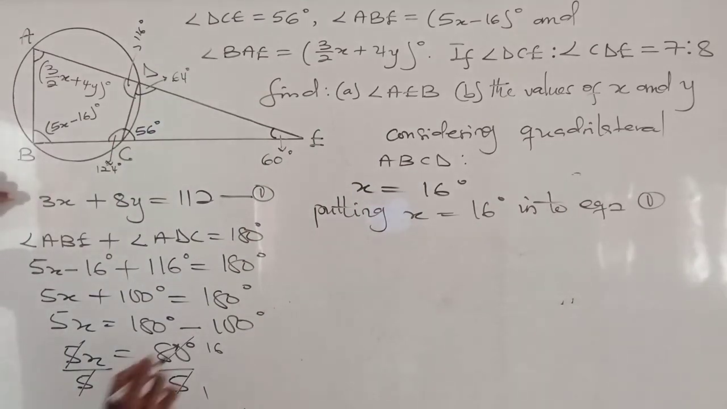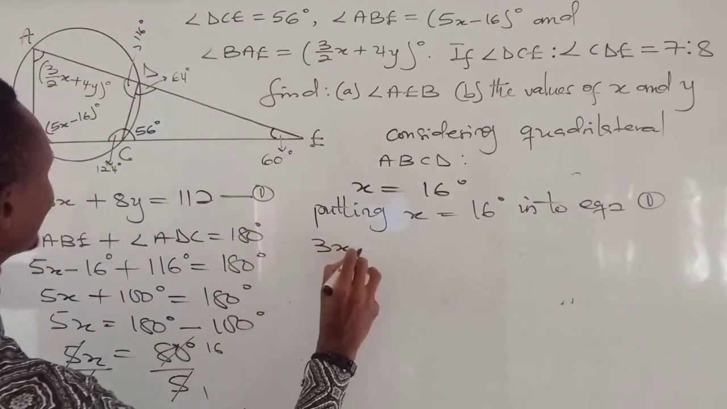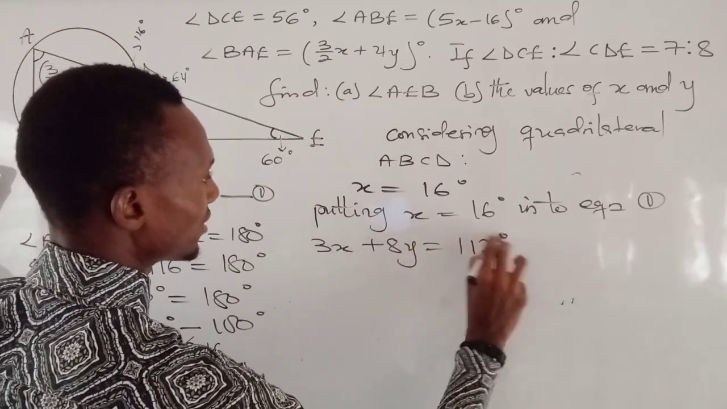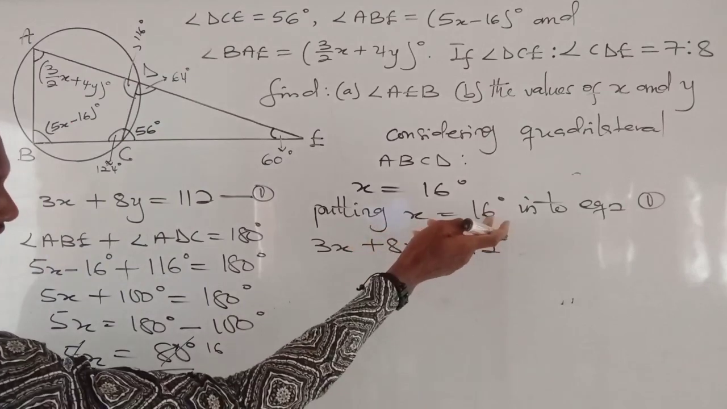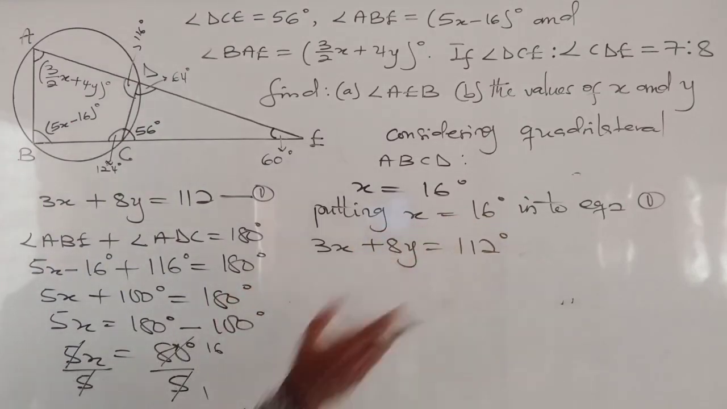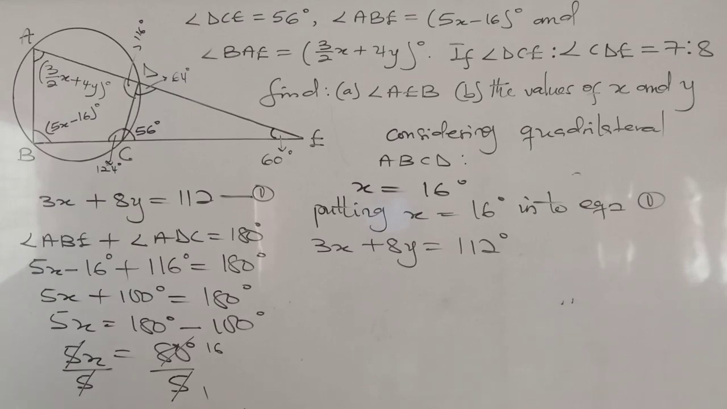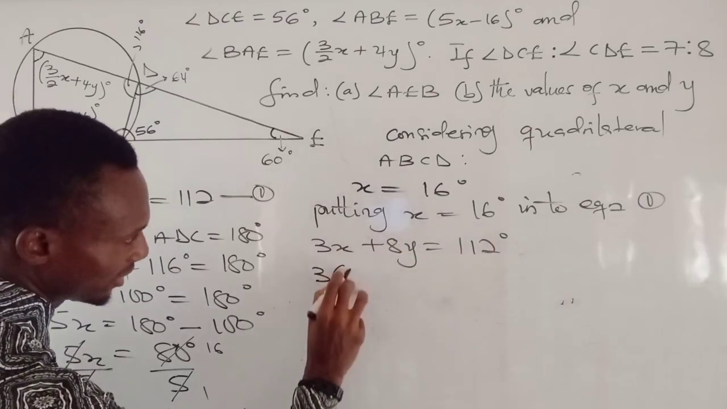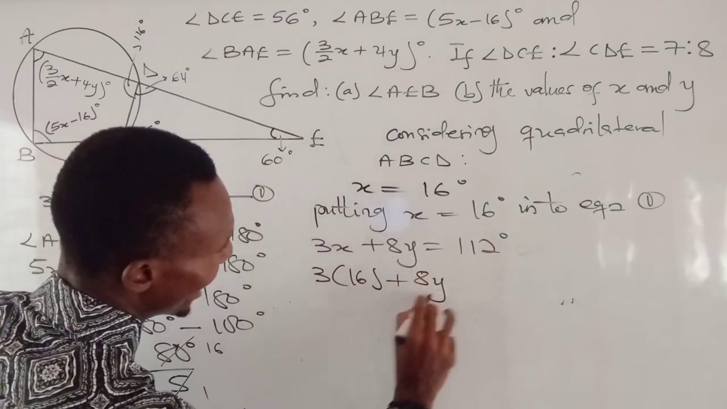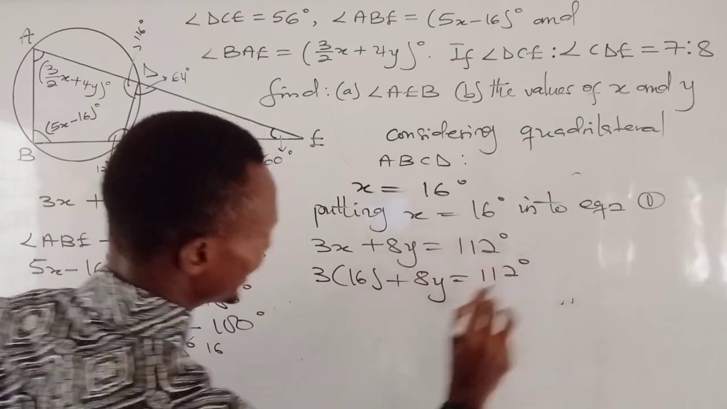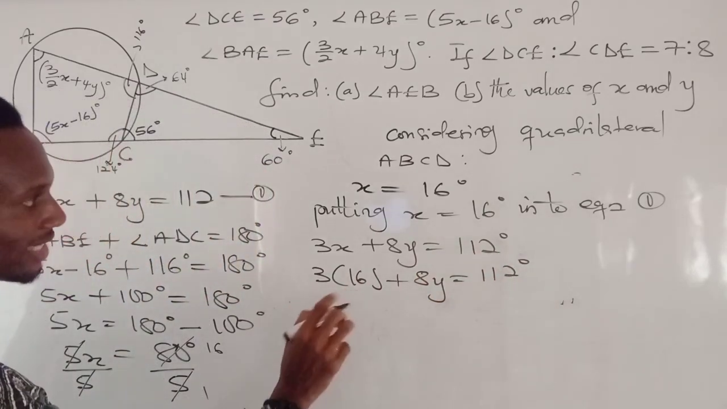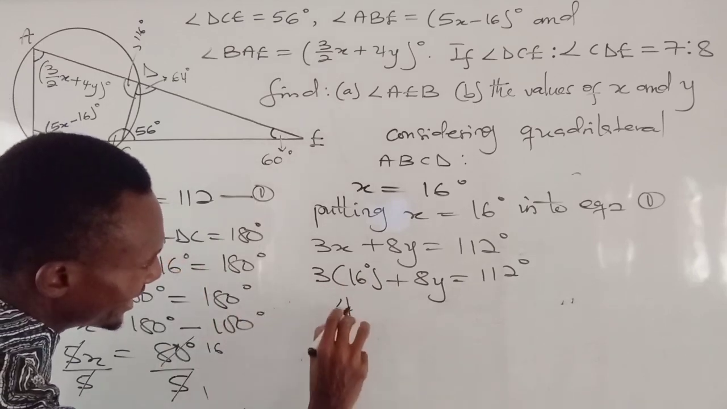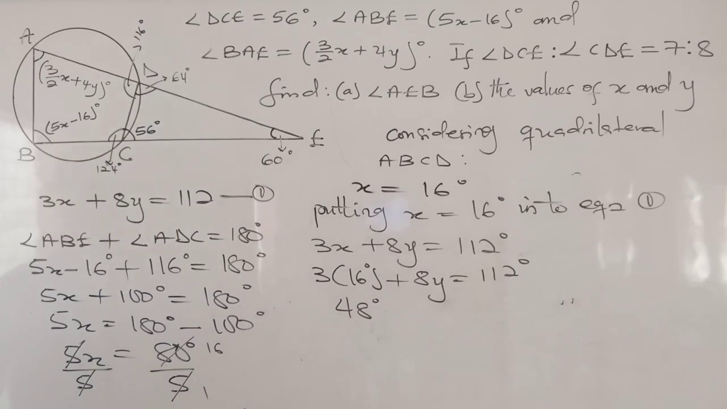So in equation 1, we have that 3s plus 8y equals 112 degrees. Now the value of s is 16, so wherever I see s in this equation, I'll put the 16 there. I hope you agree with me. So 3 multiplying the s, which is 16, so 3 times 16 plus 8y equals 112 degrees. 3 times the 16 degrees will give me 48 degrees.